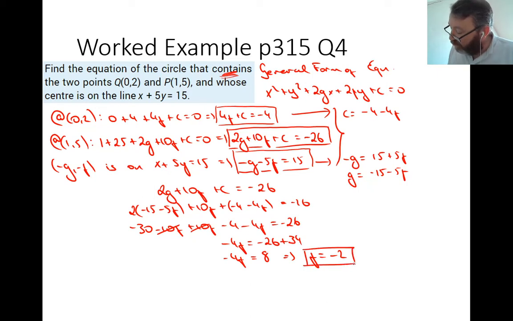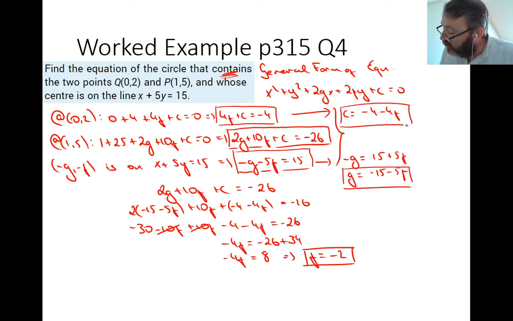And now that I have discovered f, by substitution into previous equations, I can discover g and I can discover c. Let's go back up here. There's how we find g, and there's how we find c. So if f is minus 2, what does that mean? You bring minus 2 up here. That means g is equal to minus 15 minus 5 times the value of f, which is minus 2. So g is equal to minus 15 plus 10, which is minus 5.